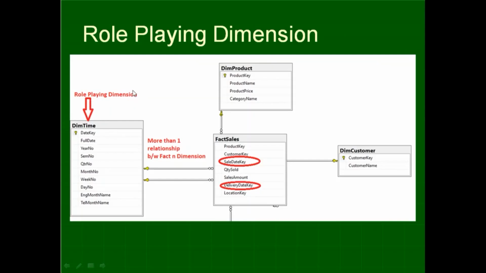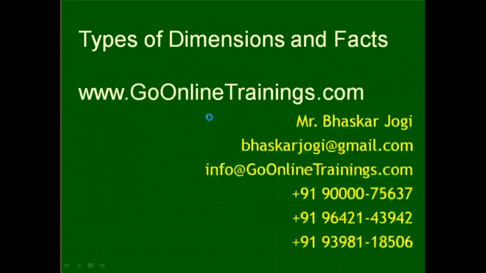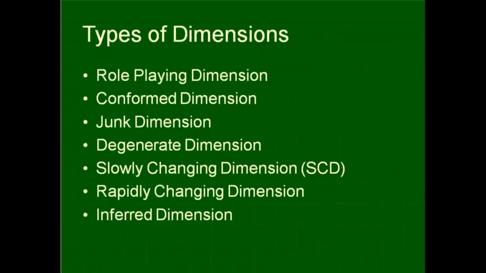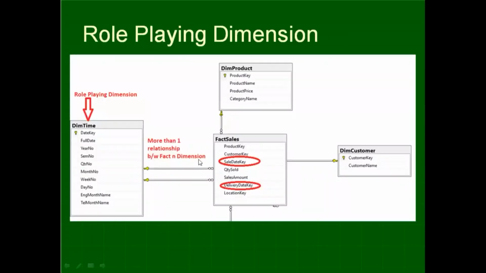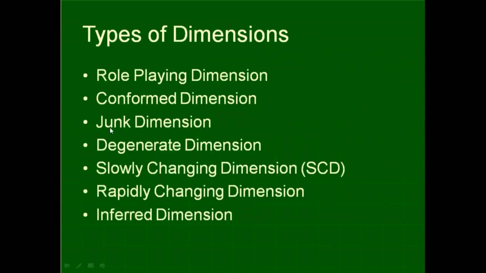Dimension means a table which is having textual data or string data. Clear? So dim timetable is going to be a role playing dimension table. Very, very important interview question. So what is the answer? Answer is, if the dimension table and fact table is having more than one primary key foreign key relationship, the dimension table is called a role playing dimension table. In our diagram, we have sale date key and delivery date key pointing to this. That's it, nothing else. The next one is conformed dimension.